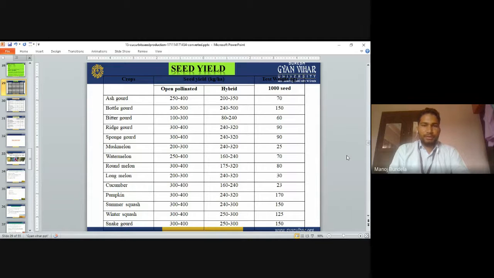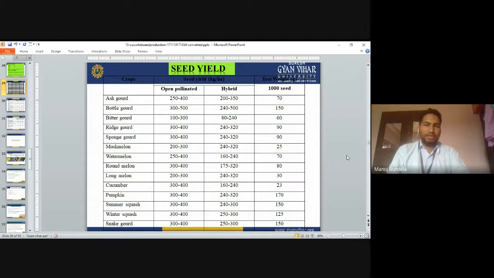For hybrid yield, it is 200 to 350 for sponge gourd, and 240 to 320 for sponge gourd, muskmelon, long melon, summer squash, winter squash, snake gourd. The yield is 240 to 300 kg per hectare.